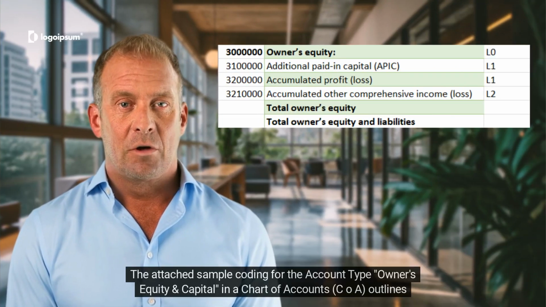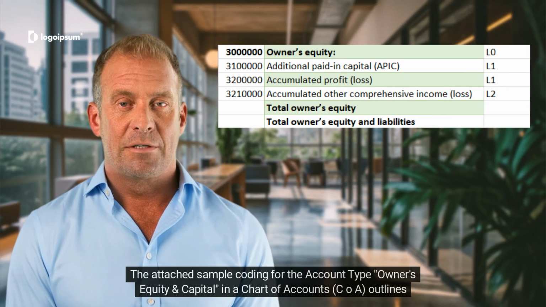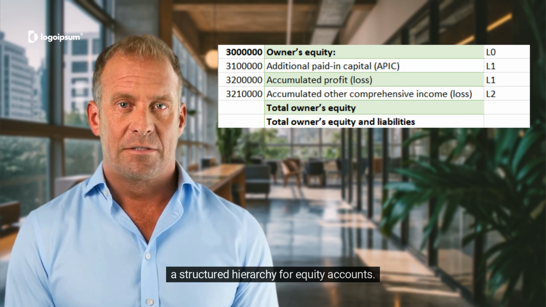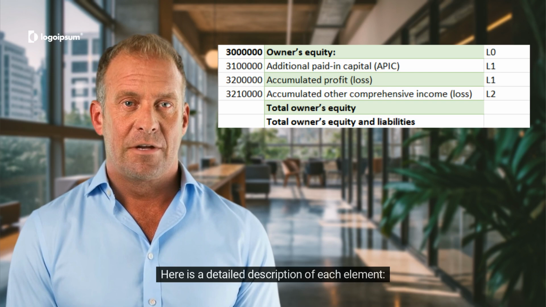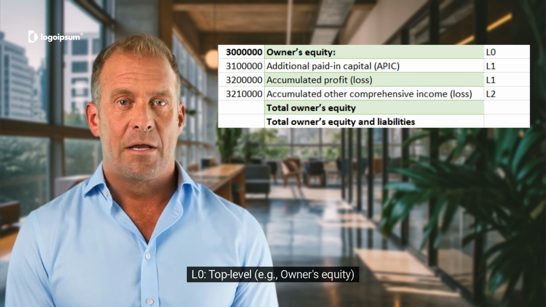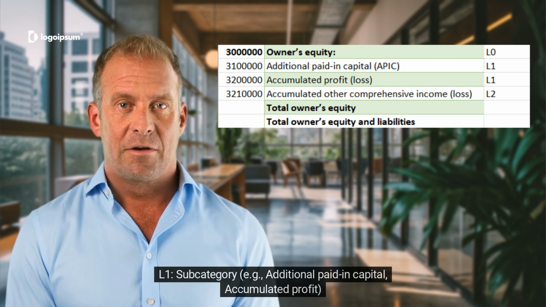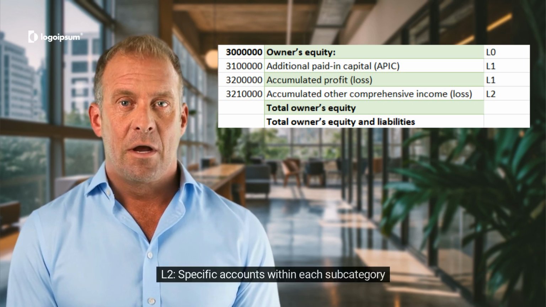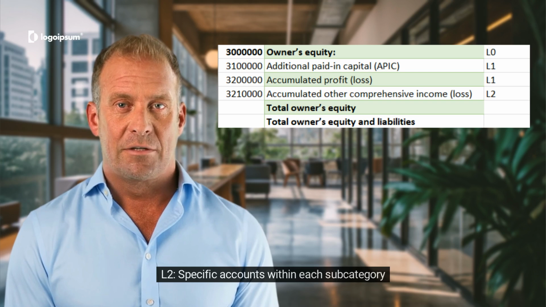The attached sample coding for the account type owner's equity and capital in a chart of accounts, CoA, outlines a structured hierarchy for equity accounts. Here is a detailed description of each element. L0, top level, for example, owner's equity. L1, subcategory, for example, additional paid-in capital, accumulated profit. L2, specific accounts within each subcategory.